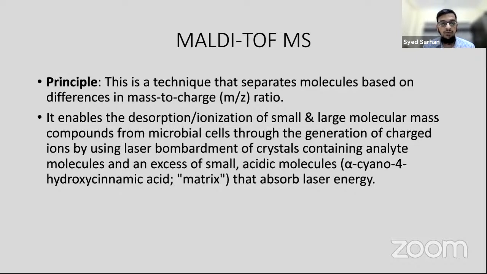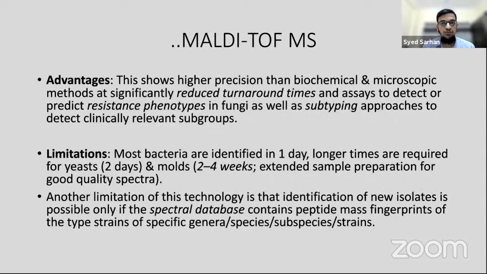Let me talk quickly about MALDI. The principle is that the technique separates molecules based on differences in their m/z ratio. Advantages are reduced turnaround times, resistance phenotypes can be identified, and subtyping of fungus can be done. A limitation is that it will take almost 2 to 4 weeks to grow molds. Another limitation is we need to have a spectral database to identify.